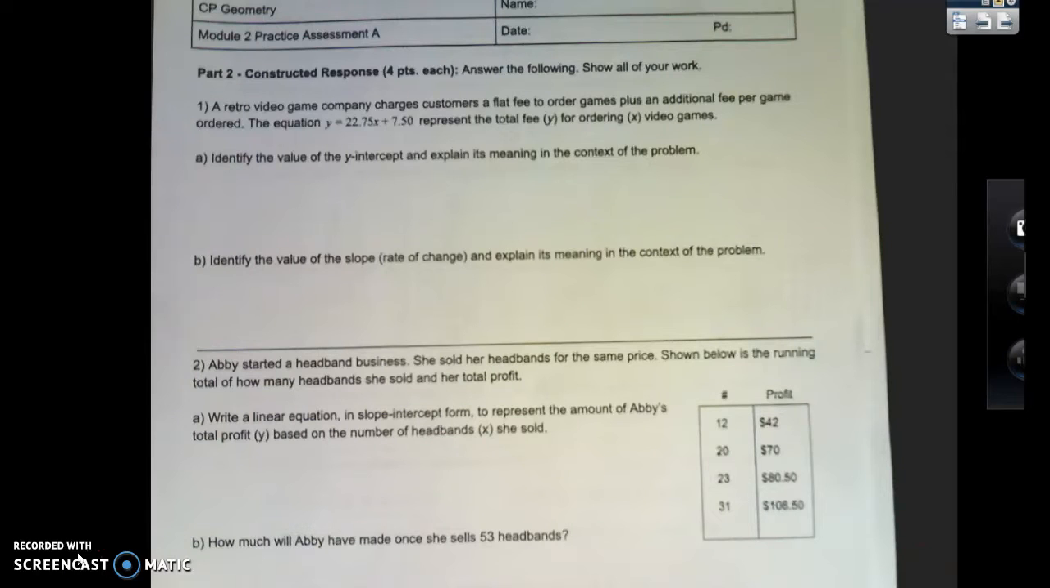Okay, so here we're going to take a look at our constructive response and get things rolling. Number 1, a retro video game company charges customers a flat fee to order games plus an additional fee per game ordered. The equation y equals 22.75x plus 7.50 represents the total fee y for ordering x video games. Identify the y-intercept and explain its meaning in the context of the problem.